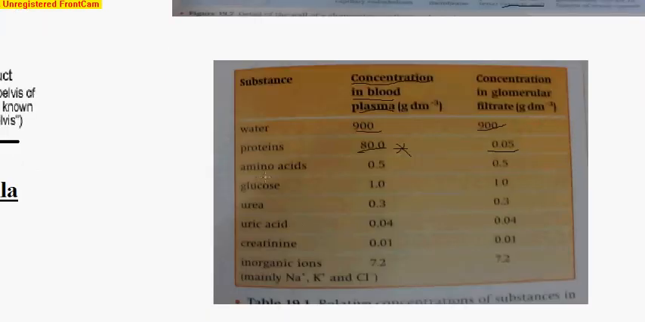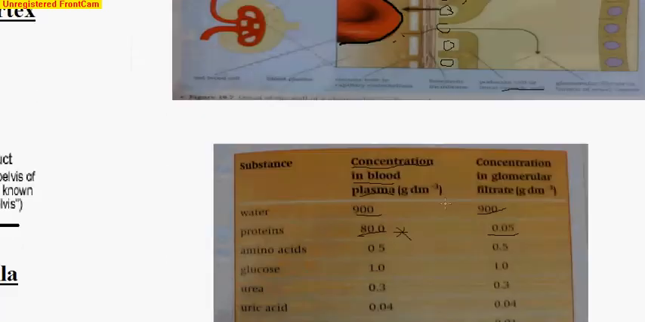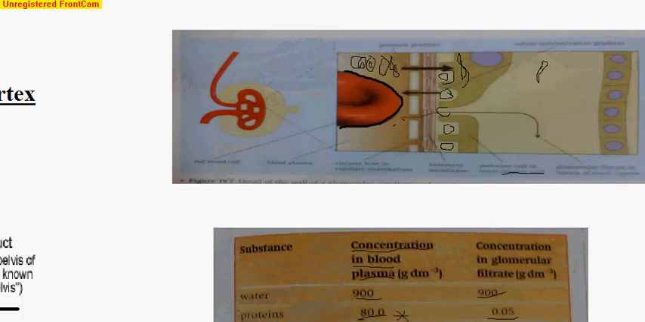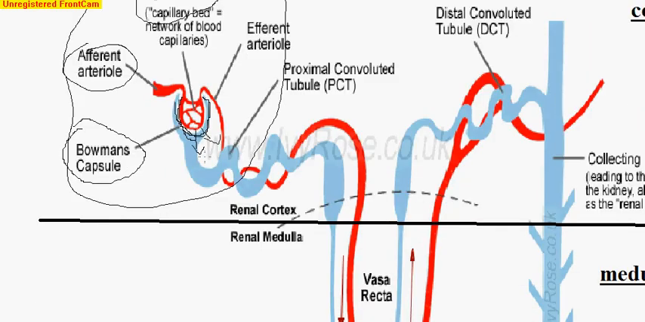But amino acids are very small, like they are this dot kind. So they are just moving. And the same goes with glucose and urea and the uric acid, creatinine, and even inorganic ions. And these are the smallest ones. So this one will be exactly equal. Now that's done with the filtration process over here.